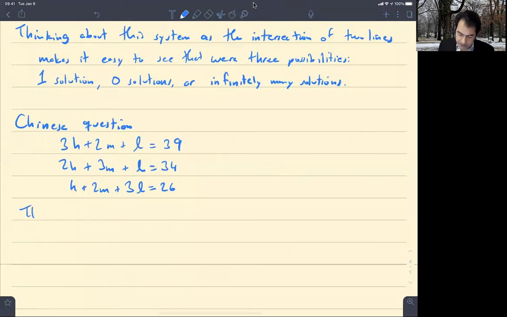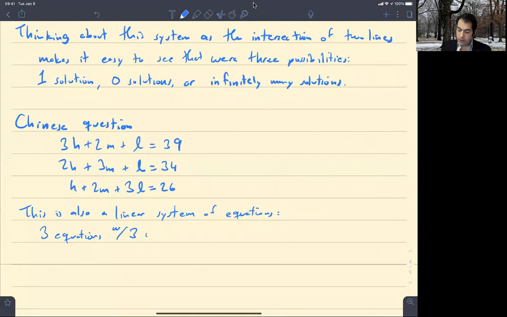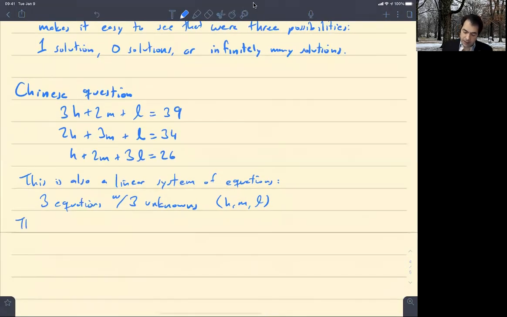So this is also a linear system of equations. In this case, we have three equations with three unknowns, which we have labeled H, M, and L. And I will just tell you the solution is H equal to 37 divided by 4, M equal to 17 divided by 4, and L equal to 11 divided by 4.